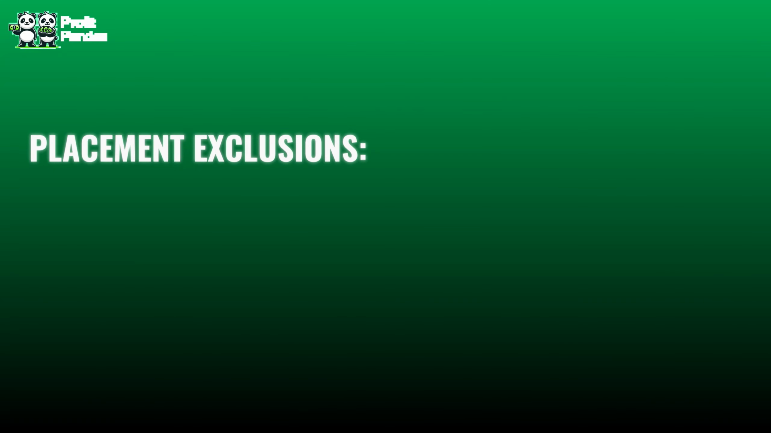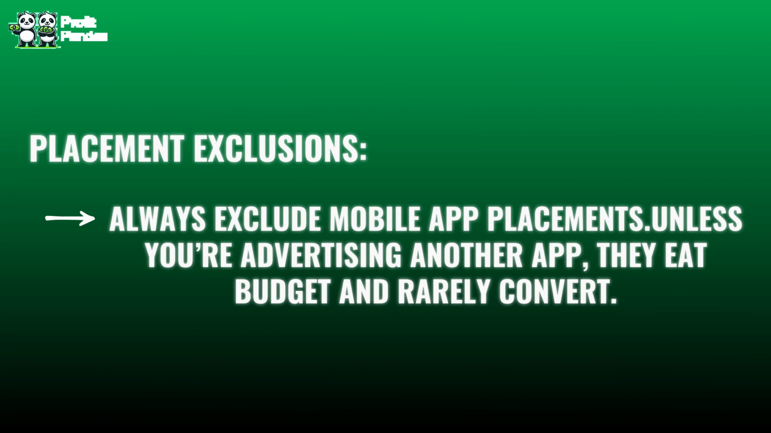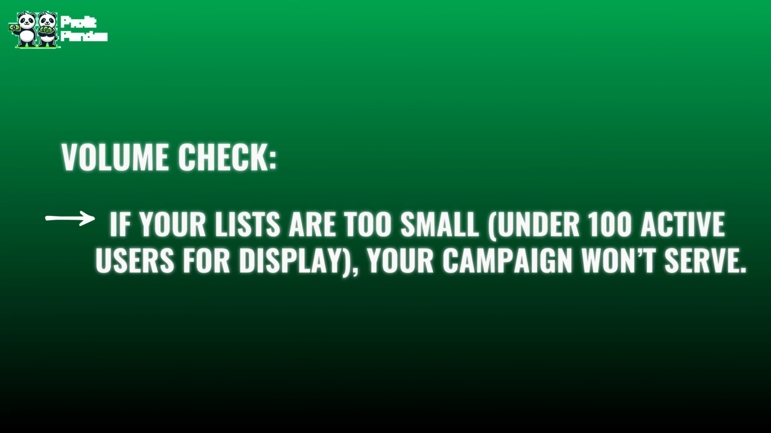Placement exclusions. Always exclude mobile app placements. Unless you're advertising another app, they eat budget and rarely convert. Do this in Google Ads Editor with one click to save a ton of time. Volume check. If your lists are too small, under 100 active users for display, your campaign won't serve. Build audiences as soon as possible, even if you don't use them right away.